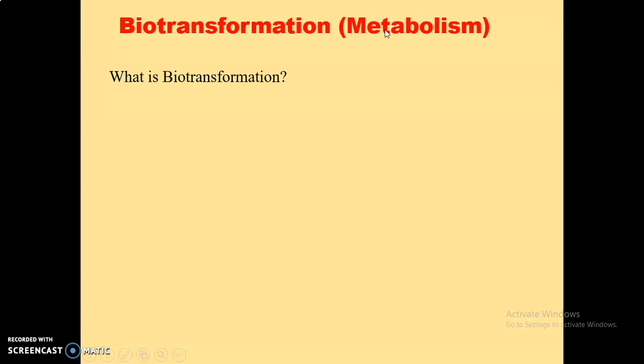Biotransformation is also known as metabolism. What is biotransformation? As we have discussed earlier, to produce any desired effect, the first step is that the drug should get absorbed into the blood in unchanged form. After absorption, or after getting access within the blood, it gets distributed throughout various compartments of the body and at the site of action. During this distribution, drugs get metabolized or biotransformed.